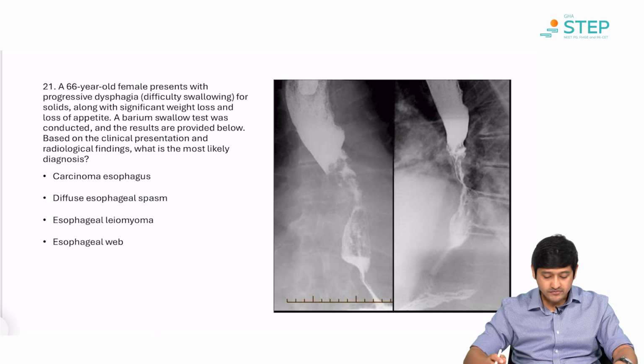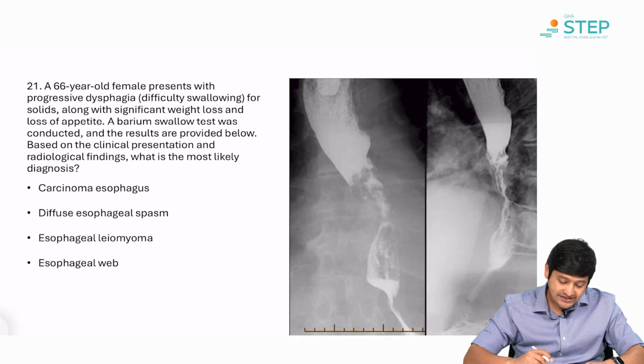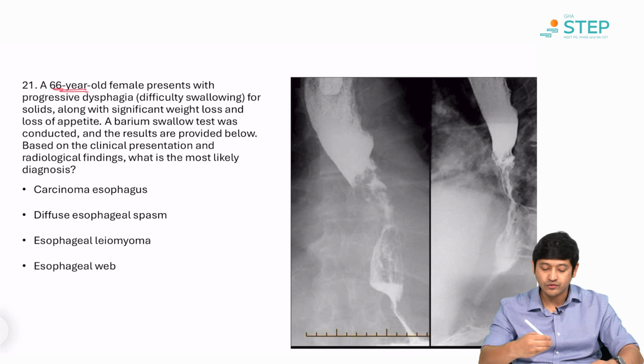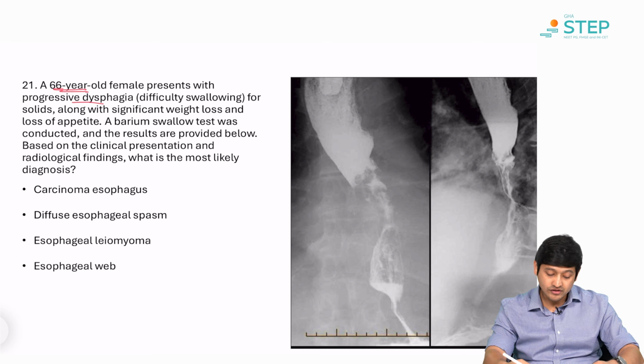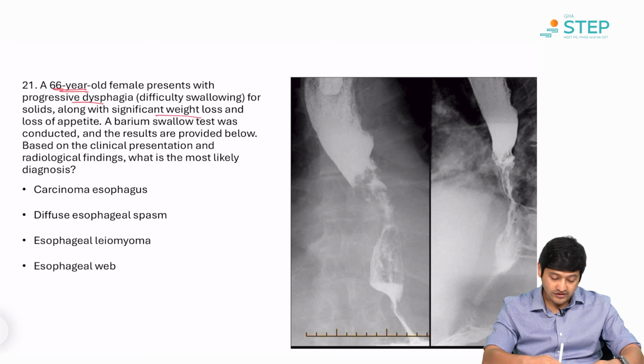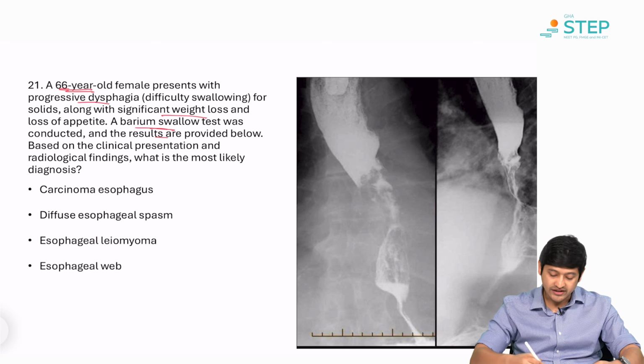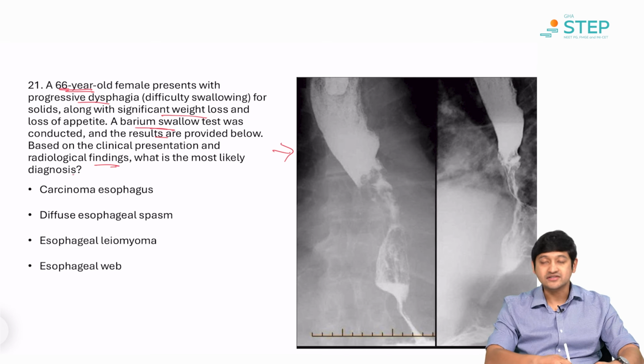Alright. Moving on to another similar related question. A 66-year-old lady has progressive dysphagia, difficulty in swallowing for solids along with significant weight loss. A barium swallow has been performed. They've told you this is a barium swallow, and the images are provided on the side here. So, based on the clinical presentation and the findings, what is the diagnosis?